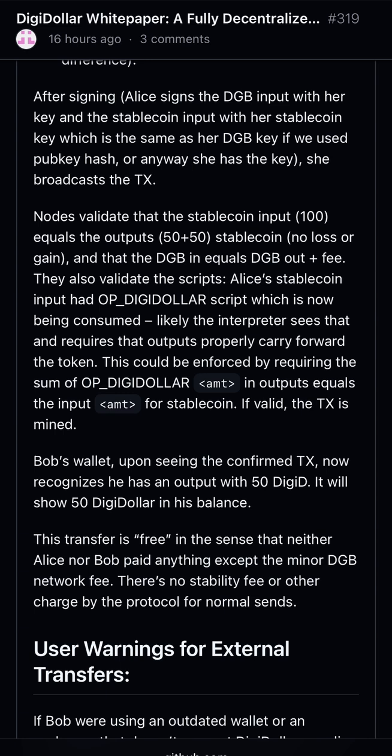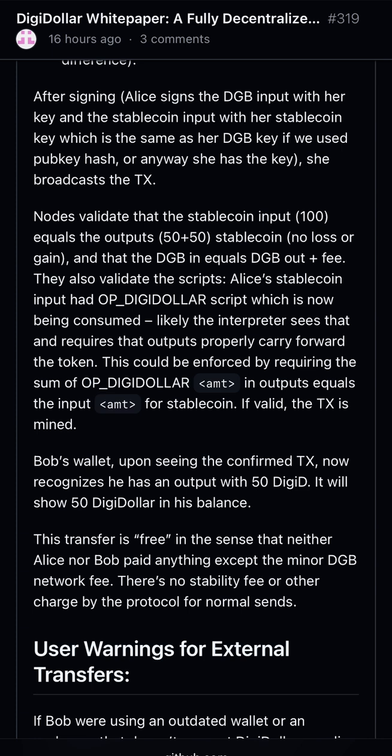She broadcasts the TX. Nodes validate that the stablecoin input, 100, equals the outputs, 50 plus 50, stablecoin, no loss or gain, and that the DGB in equals DGB out plus fee. They also validate the scripts.